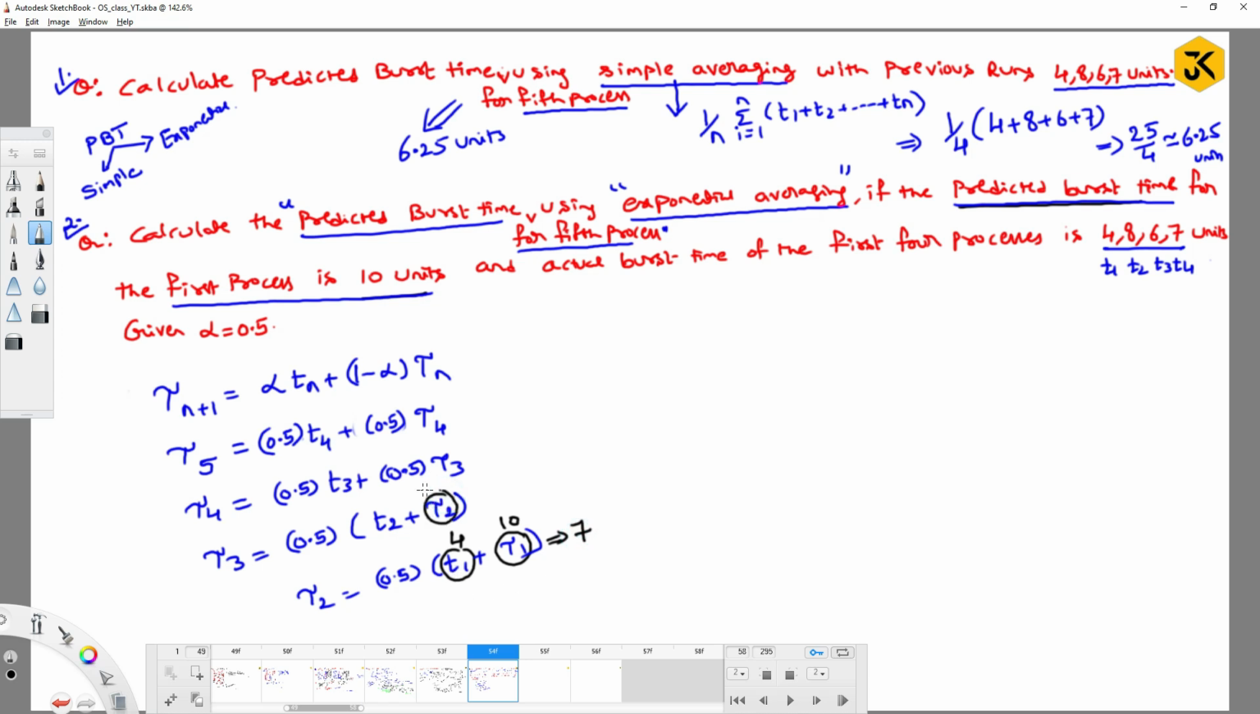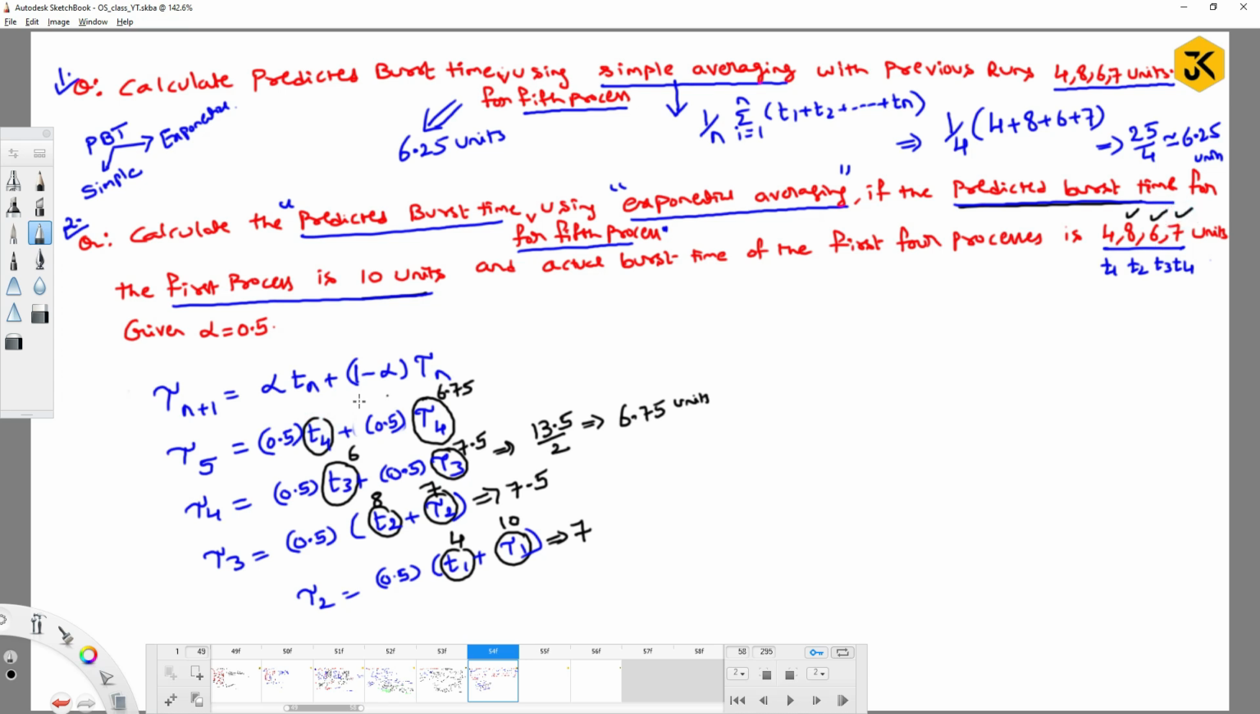That 7 units is substituted into tau 2. What is T2? T2 will be 8. 8 plus 7 is 15, 15 by 2 is 7.5 units. So substituting in tau 3, 7.5 units. What is T3? T3 will be 6. 6 plus 7.5 is 13.5, 13.5 by 2 is equal to 6.75 units. Substitute that 6.75 in tau 4.